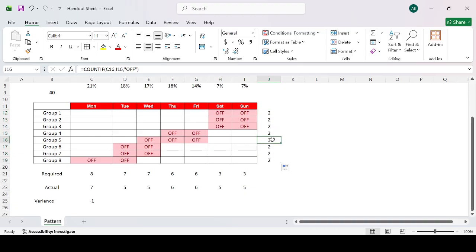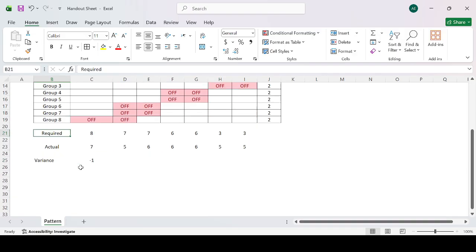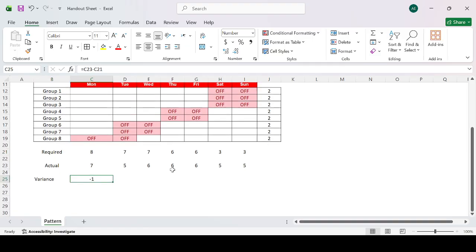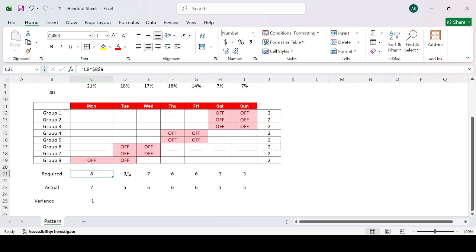Now we can see that we have 3 here, which means there is something wrong. It means that group 5 will be working only 4 days and having 3 days off. So let's delete one day off from the pattern. Now that's fair. Everyone is working the same days per week, 5 days, having 2 days off. That's great. Okay, let's right now see our requirements. We require here to have 8 groups, 7, 7, 6, 6, 3. However, the actual is 5, 5, 6, and so on. And now let's see the variance.